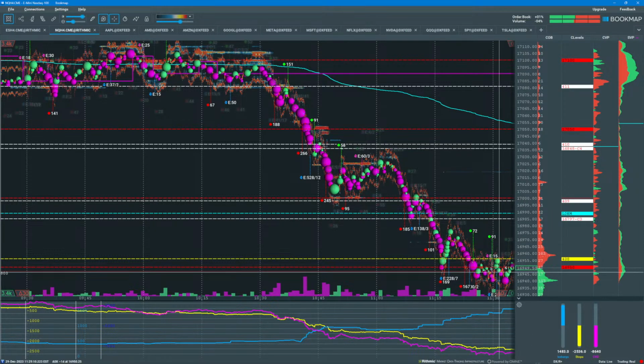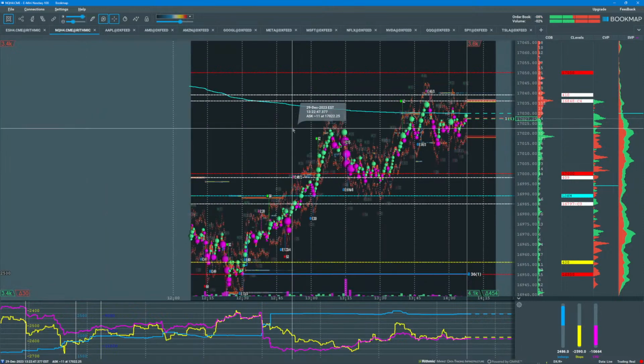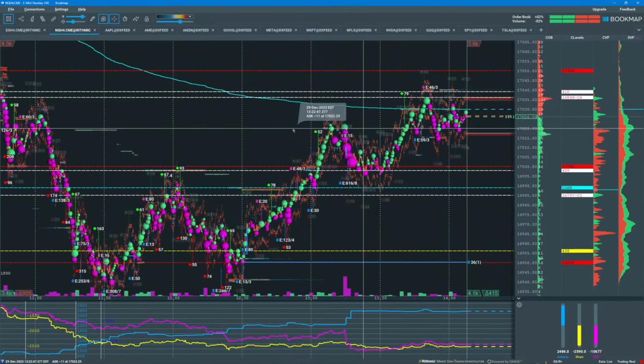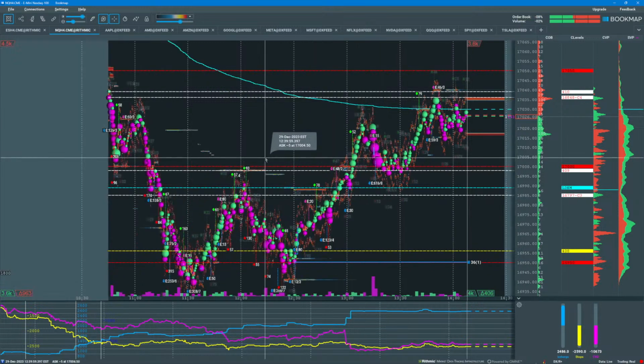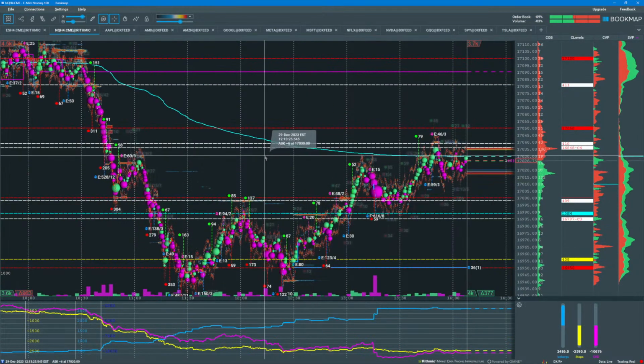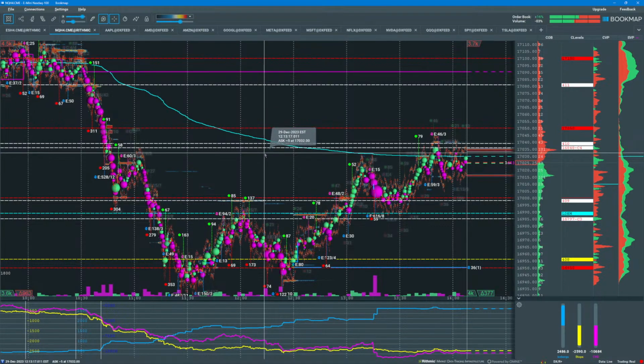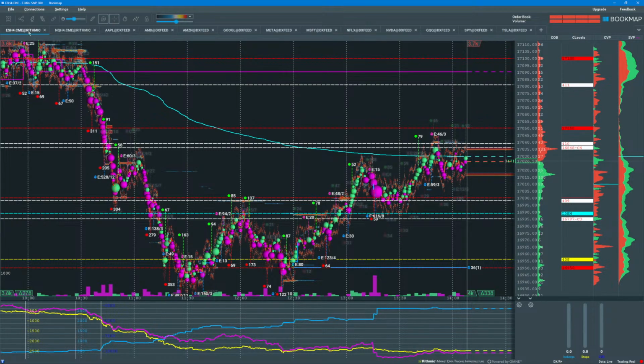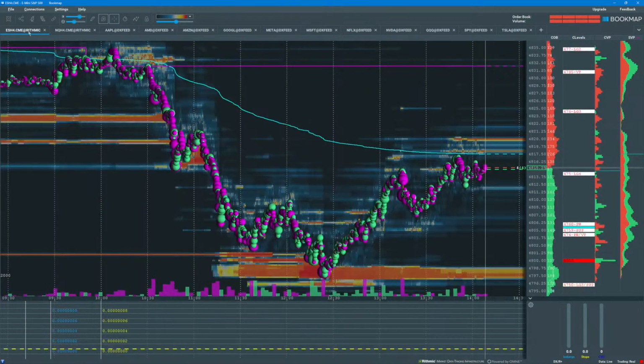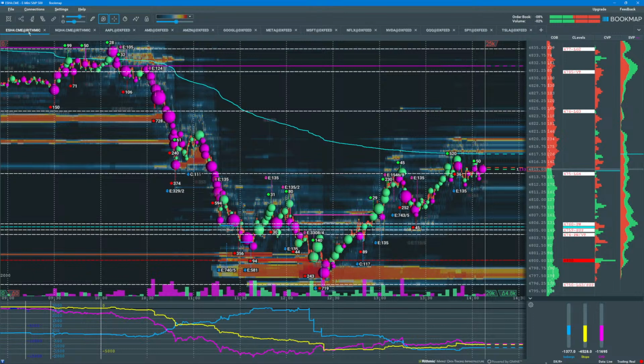All right, let's take a look at some stocks now. Let's just circle back. There's the double bottom in Nasdaq, now moving higher, back in the middle of the range for the day. Same for ES.